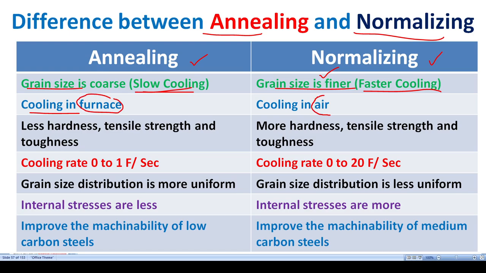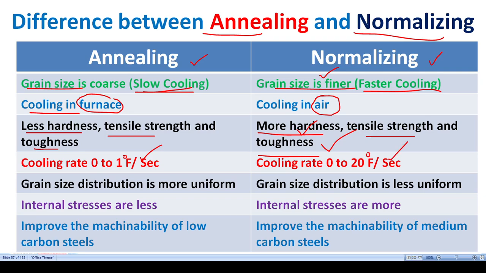Here the cooling medium is air. The annealing process gives less hardness, tensile strength and toughness. Here in normalizing you get more hardness, tensile strength and toughness, comparatively, of the material. In annealing the cooling rate is 0 to 1 Fahrenheit per second. Here in normalizing the cooling rate is 0 to 20 Fahrenheit per second.